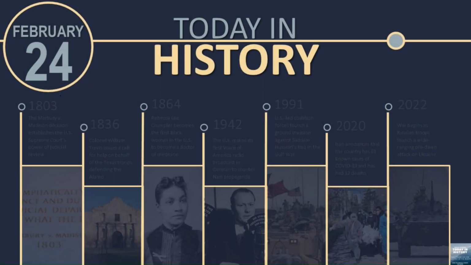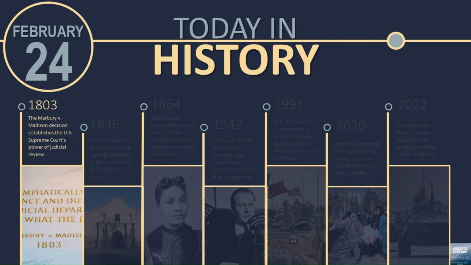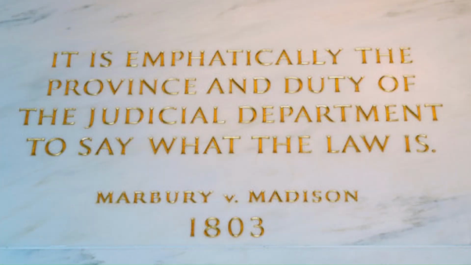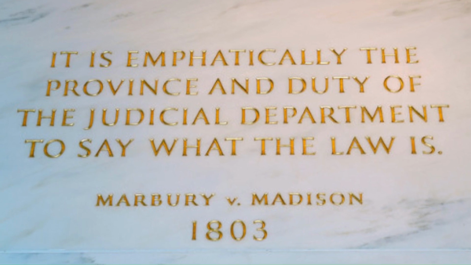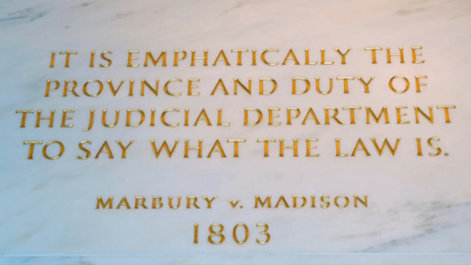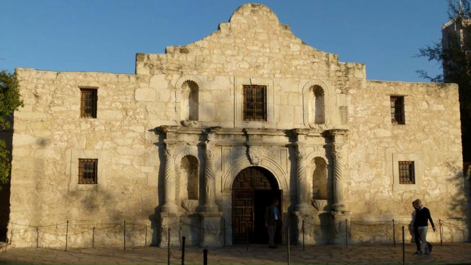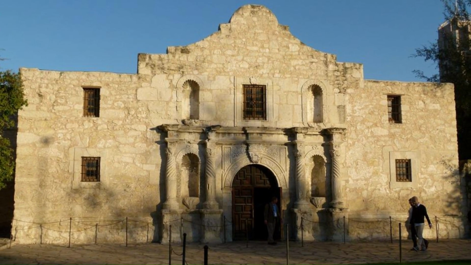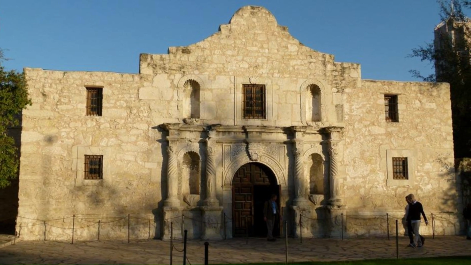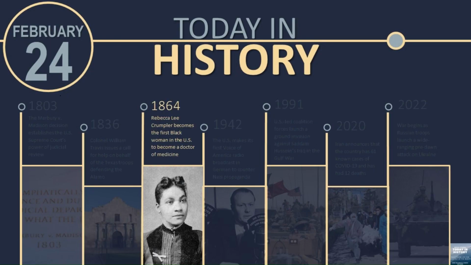Here are other events that happened today in history. In 1803, the Marbury v. Madison decision establishes the U.S. Supreme Court's power of judicial review. In 1836, Colonel William Travis issues a call for help on behalf of the Texas troops defending the Alamo. In 1864, Rebecca Lee Crumpler becomes the first black woman in the U.S. to become a doctor of medicine.